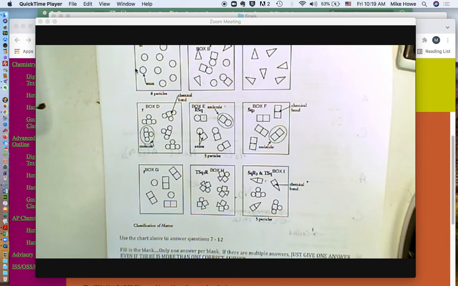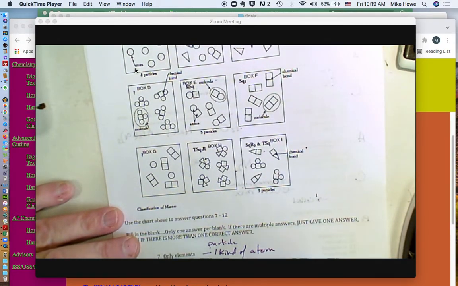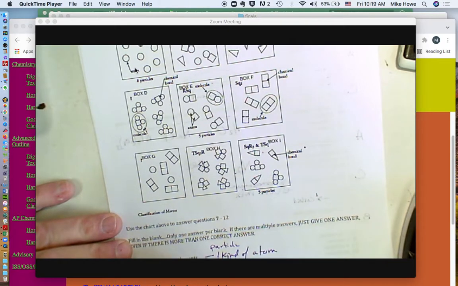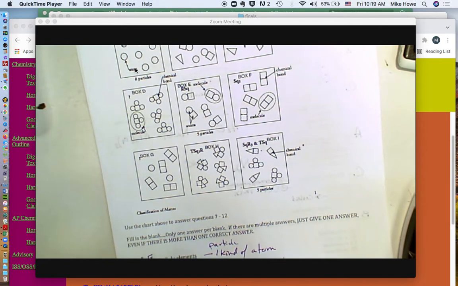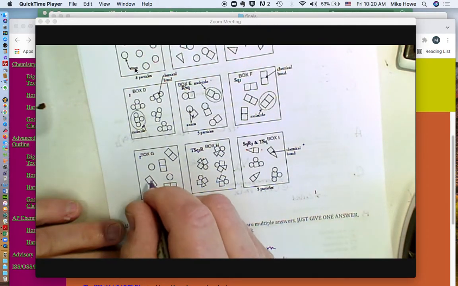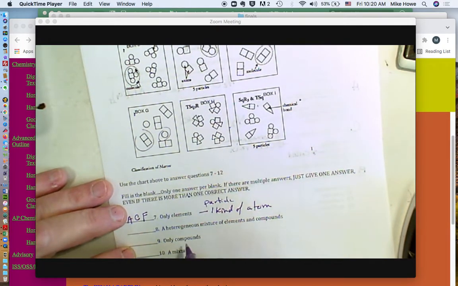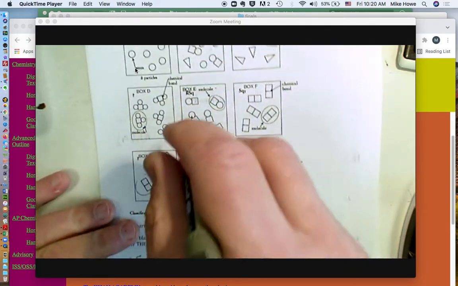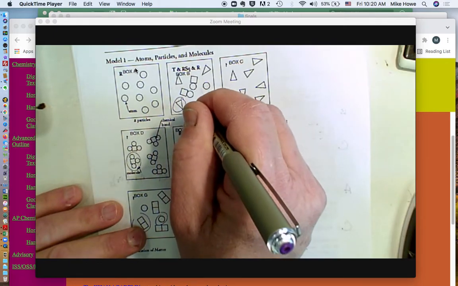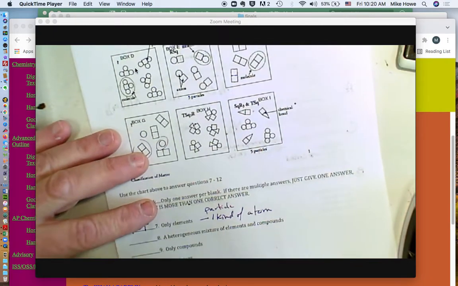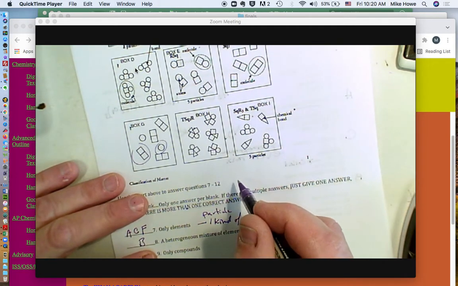There's only one in there, though. Okay, so only elements, one kind of atom could have been A, C, F. Those are your best answers, but you could also make an argument for G. It is a mixture, but every particle, that's an element, that's an element. So it's a mixture, but it's a mixture of elements. Okay, heterogeneous mixture of elements and compounds, that has to be box B, and that's the only one that fits. That's an element, but that's a compound. So that's box B.